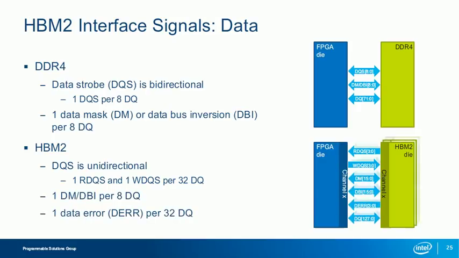HBM2 does include DM and DBI signals for each 8 DQ, similar to DDR4, but adds a 4-bit data error signal. Each of the 4 bits corresponds to 32 data bits and indicates to the controller when a data error occurs.